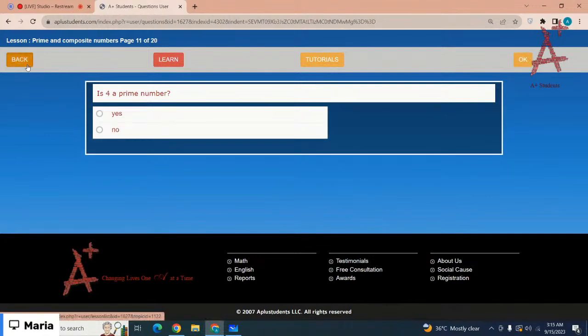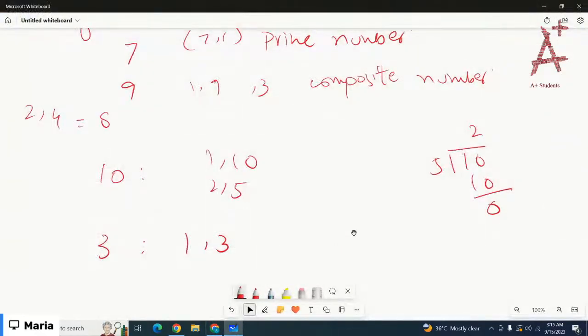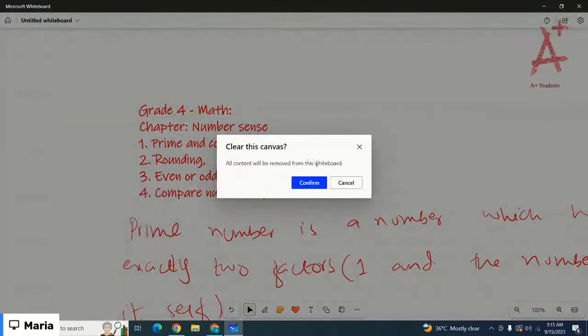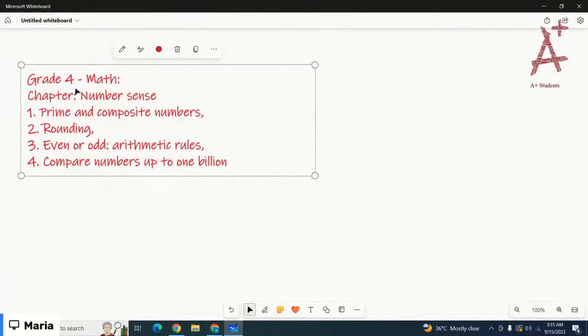Okay, we're done with the lesson. You can complete the practice questions by yourself later today. Let me move on to the next lesson. The next one is rounding. We are going to see how we round off numbers, right? Let's see what rounding is and how we round off a number.